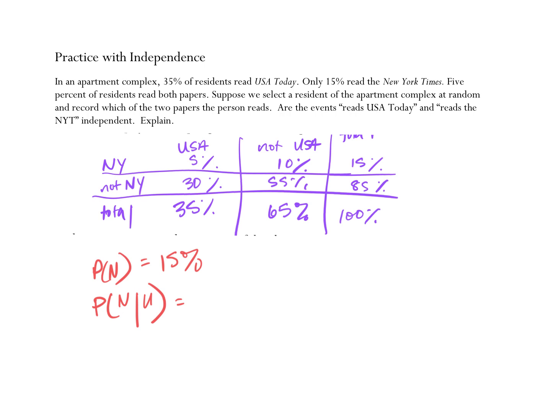If I'm given that they read USA Today, 33. Isn't it? I'm given that they are one of these people, so that would be 5 out of 35. So of the USA Today readers, what percent read New York Times? Everybody good? And that works out to be about 14.3%, because 5 out of 35 is 1/7.